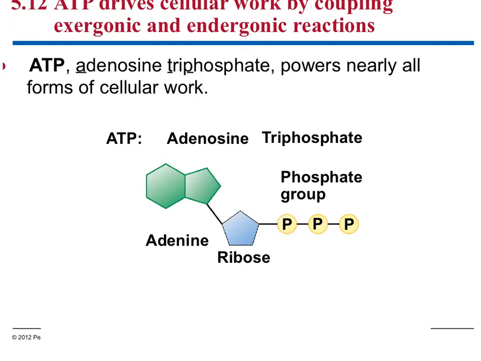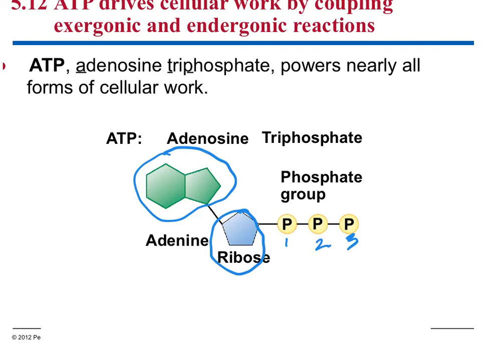So recall that the form of energy that cells are able to use is a molecule called ATP, adenosine triphosphate. That's the molecule that powers nearly all forms of work that occur inside of a cell. This is a representation of ATP, where you have, in green here, something called adenine, and then you have a sugar, a monosaccharide called ribose, with 3 phosphate groups. So you've got 1, 2, and 3.